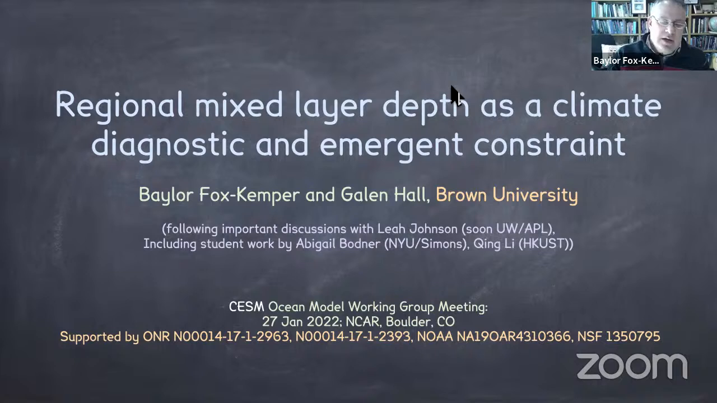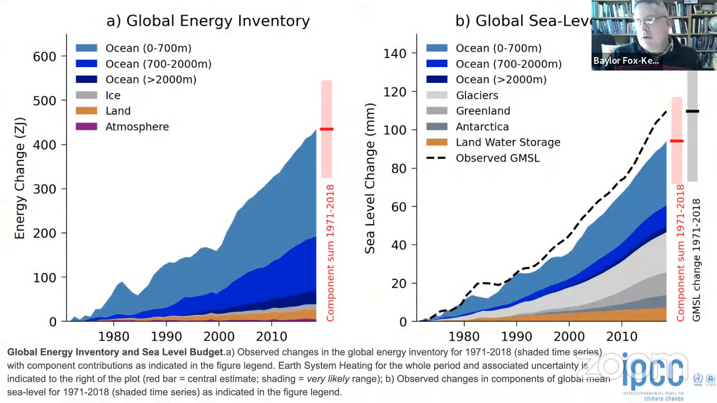We have a submitted paper, which I'm happy to share if people would like to see it. So anyway, there's this very long title: Regional Mixed Layer Depth, Climate Diagnostic, Emergent Constraint. So lots of things. I hope it will become clear as I move on what all those pieces are. Okay, so you have probably all seen these kind of energy and sea level budget breakdowns.